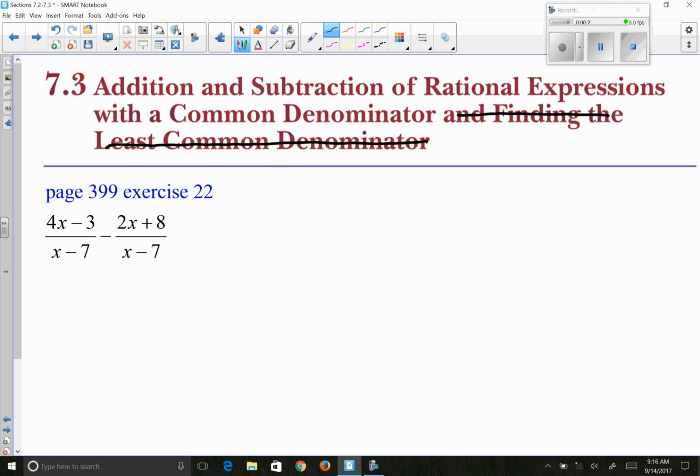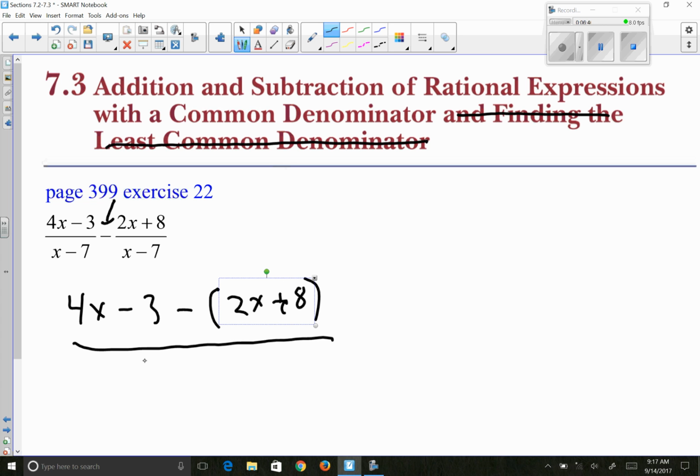Chapter 7, Section 3. This exercise 22 on page 399 is subtraction. And we do subtraction like this. We write the first numerator, 4x minus 3, minus parentheses, the next numerator. The parentheses are very important, all over the common denominator. And I said the parentheses, that's the parentheses after the minus. Numerator minus numerator, all over common denominator. The minus now gets distributed.